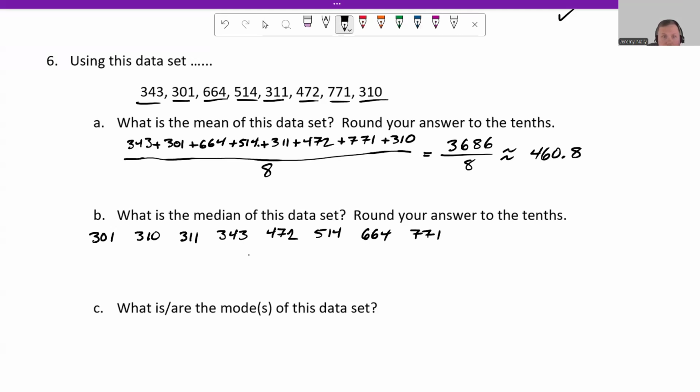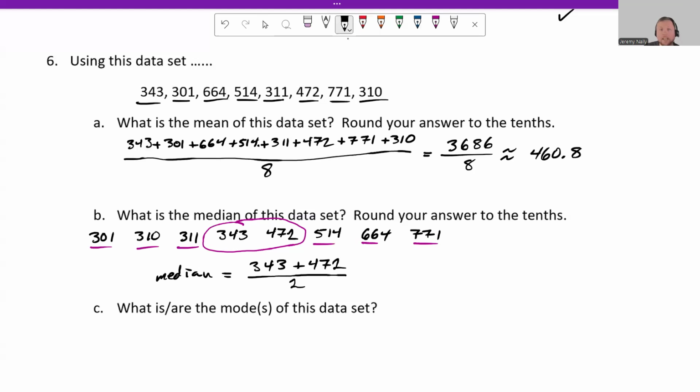And then 1, 2, 3, 4, 5, 6, 7, 8. All right, so I still have my 8 things. And then you can use your fingers to work your way to the middle. So I just need to find the middle. And I can see in this case, I have two things in the middle. So now my median is going to be the mean of those two things in the middle, since I have an even number of objects. Okay, so I just add them up and divide by 2.